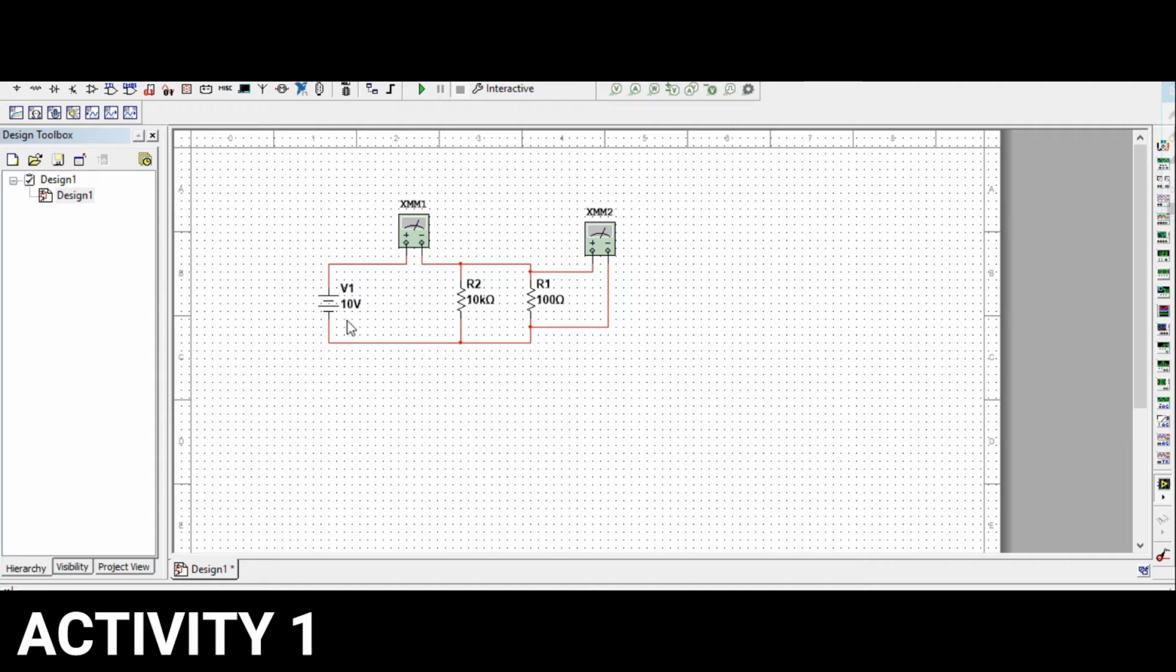So first of all, we use a DC power source, which is V1, 10 volt, and then R1 according to the value that we need, which is first 100 ohm, and R2 10 kilo ohm, which indicates the internal resistance of the voltmeter, and then we put an ammeter and also a voltmeter. Now after that, we run the circuit to get the value.